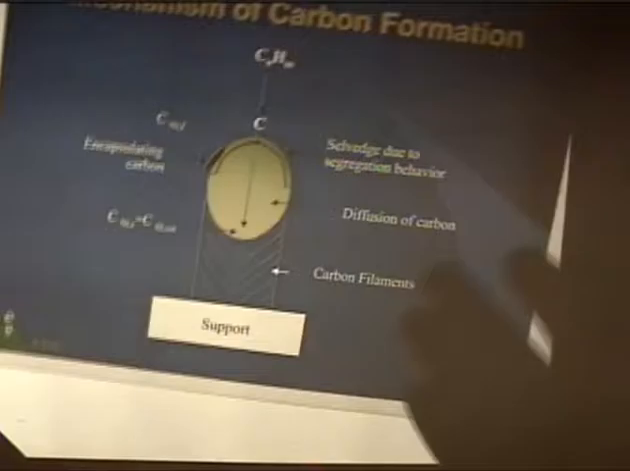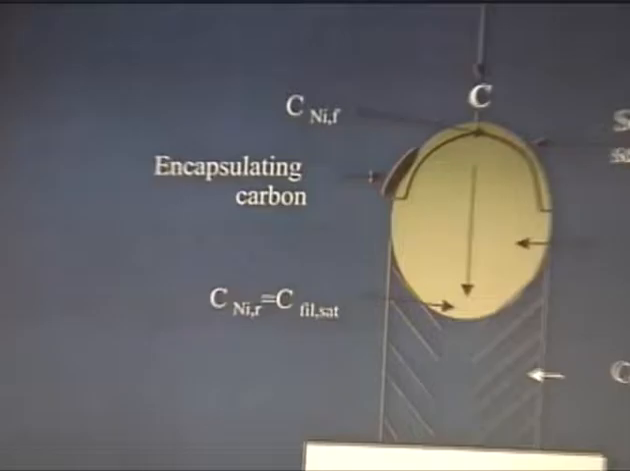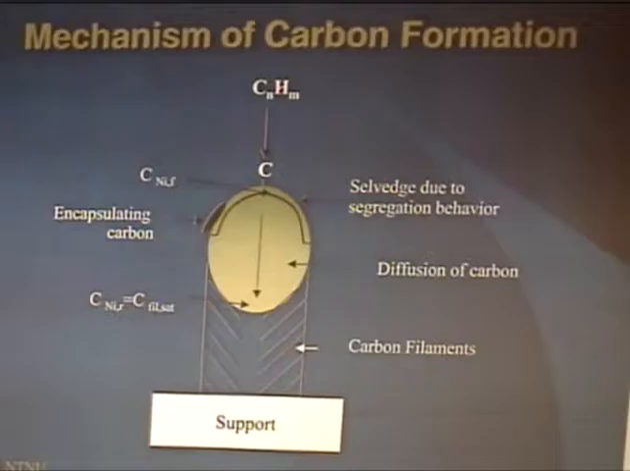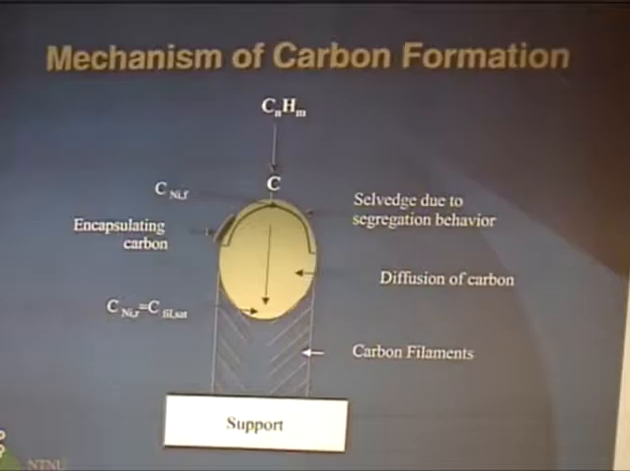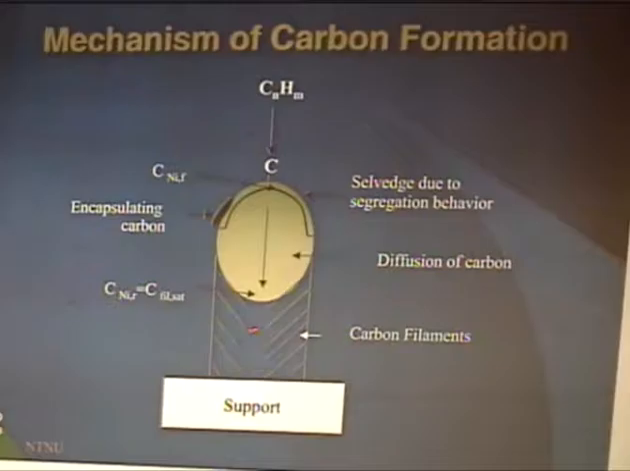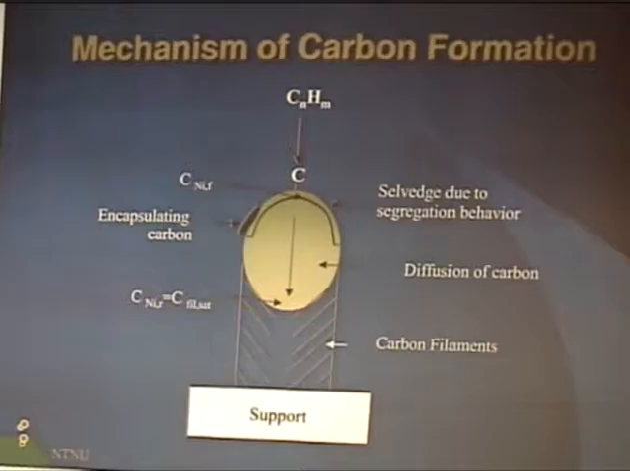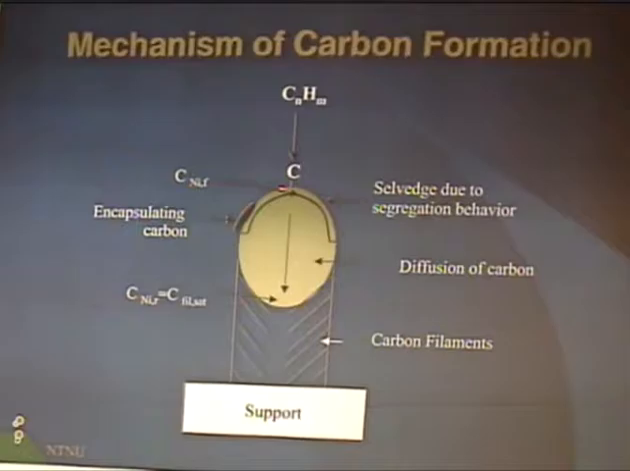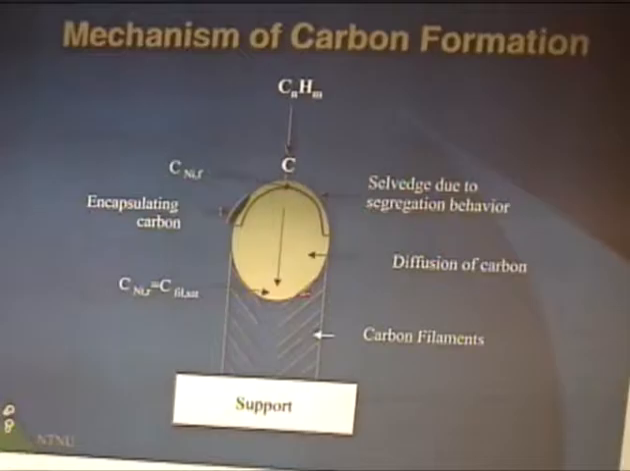You know everything about the whisker formation, so I will not spend time on that, but just say that the mechanism is that you form the surface carbon, you get dissolution and segregation. And then you get transport of carbon through the nickel particles, and then you get the precipitation of carbon on this side. The driving force of this reaction is that the carbon here and the carbon there have quite different properties, so the driving force is the difference between the carbon activities here and here.